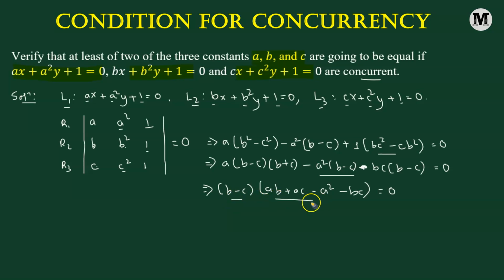Now we have the product of two numbers equal to 0, so that means b − c = 0, or we have ab + ac − a² − bc = 0. However, we do not have to worry about the second equation. b − c = 0 directly gives us b = c. So we were able to show that of the three constants a, b, and c, b and c are going to be equal to each other, hence proved.